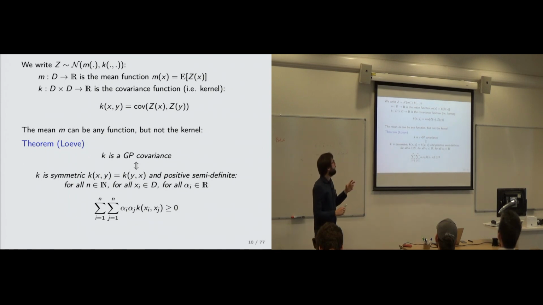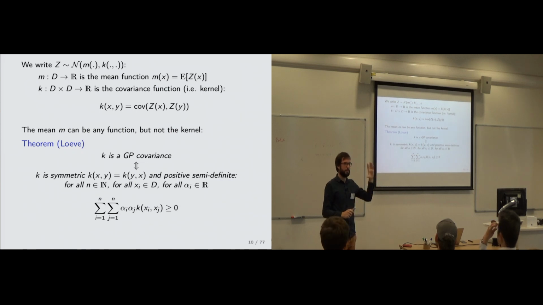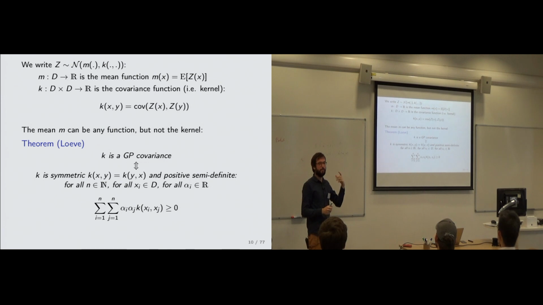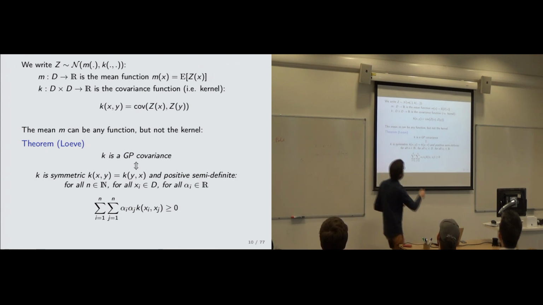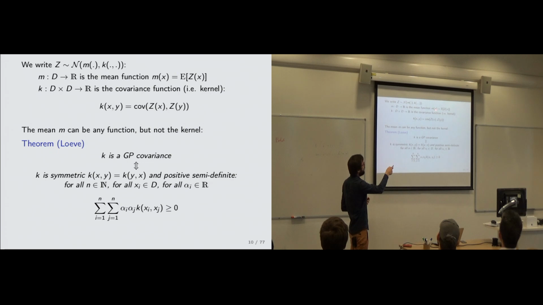So for a multivariate Gaussian, the distribution was specified by a vector and a matrix. And now for a GP, the distribution will be specified by a mean function and by a kernel function. The mean function is something pretty simple. It's just for every point x, it tells you what is the expectation of z of x. And the covariance function is for any couple of points. It tells you what's the covariance between these two.